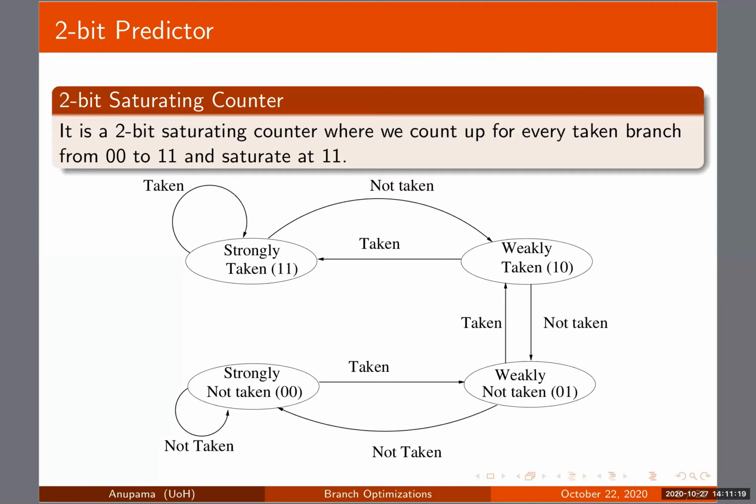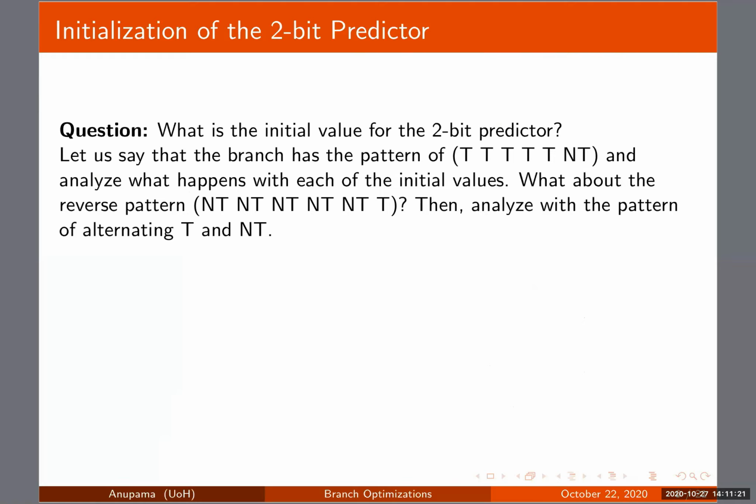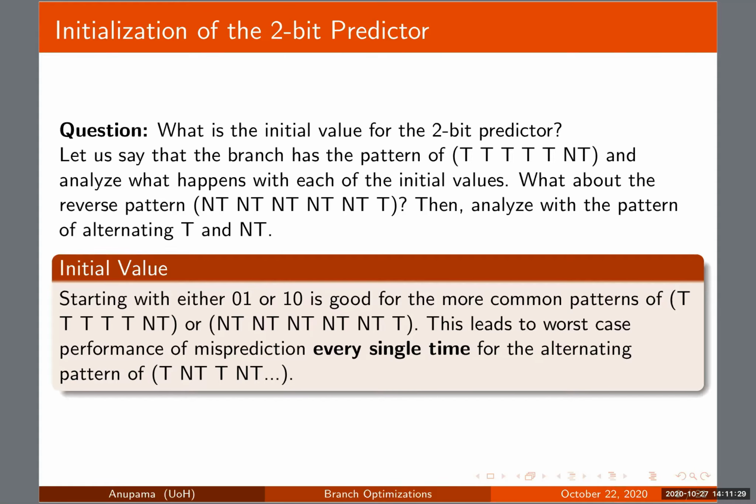We analyzed in the last class, if we have patterns of this sort, what happens, and found that for typical loops, 0, 1 or 1, 0 is a good starting point, but it can lead to the worst case that every prediction is mispredicted, wrong, for alternating taken, not taken patterns.